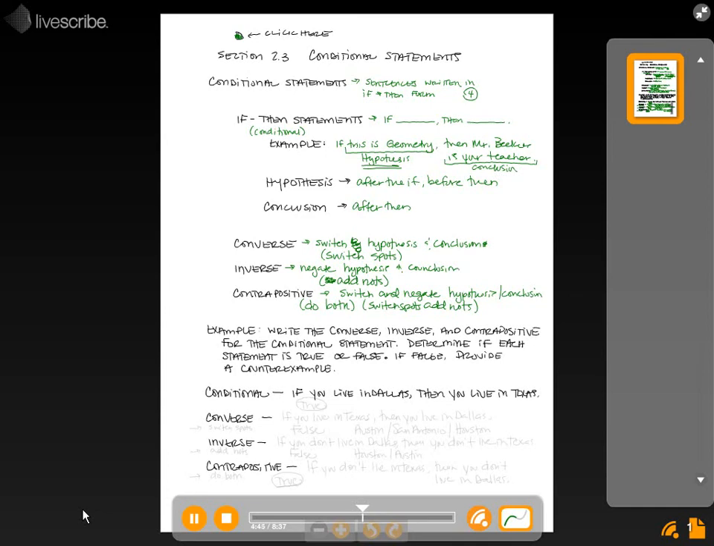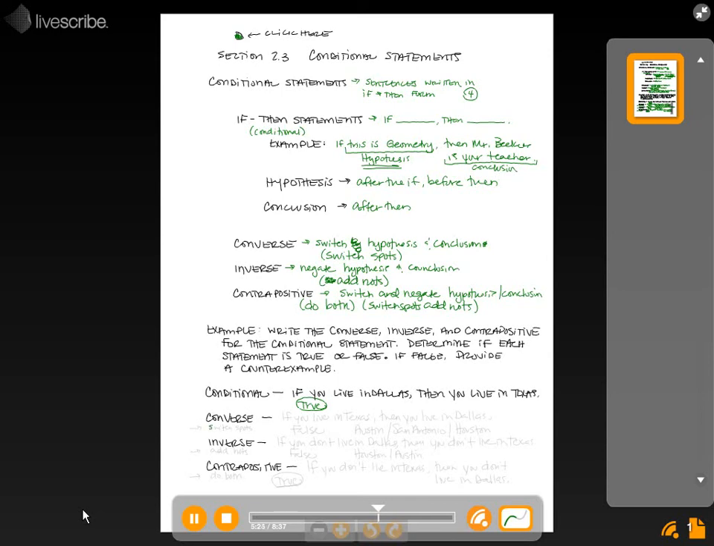Here's our example. We're going to write the converse, inverse, and contrapositive for each conditional statement. Then determine if each statement is either true or false. If it's false, we need to give a counterexample. Okay, and remember, a counterexample just shows that it's false. Something that shows that our statement doesn't work. Our original statement here is if you live in Dallas, then you live in Texas. All right? And that's a true statement. Okay? Dallas is in Texas. So if I live in Dallas, then I have to live in Texas. And since it's true, I don't need to give a counterexample. Only give the counterexample if it's false.